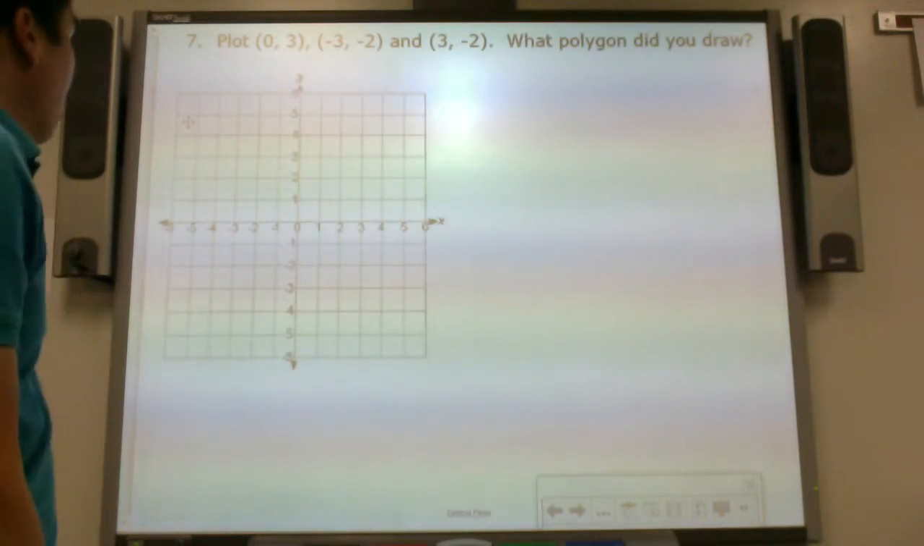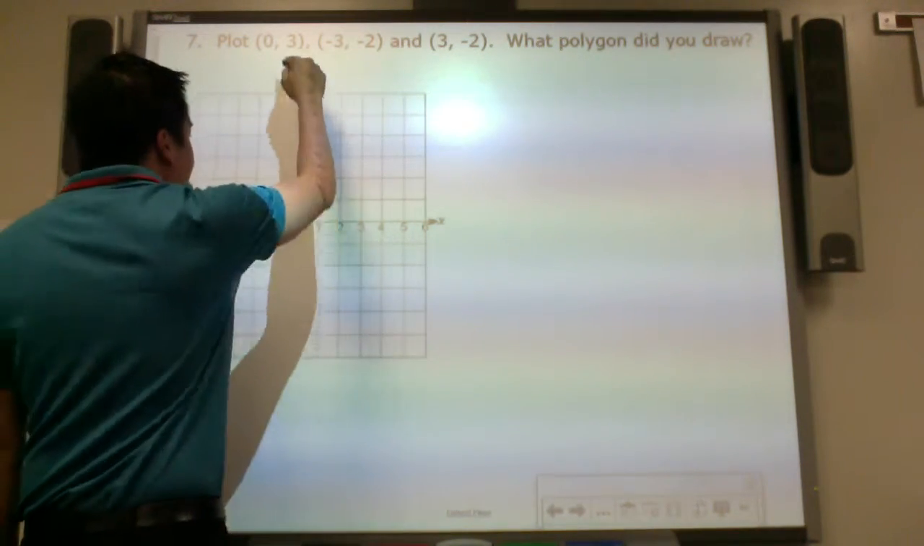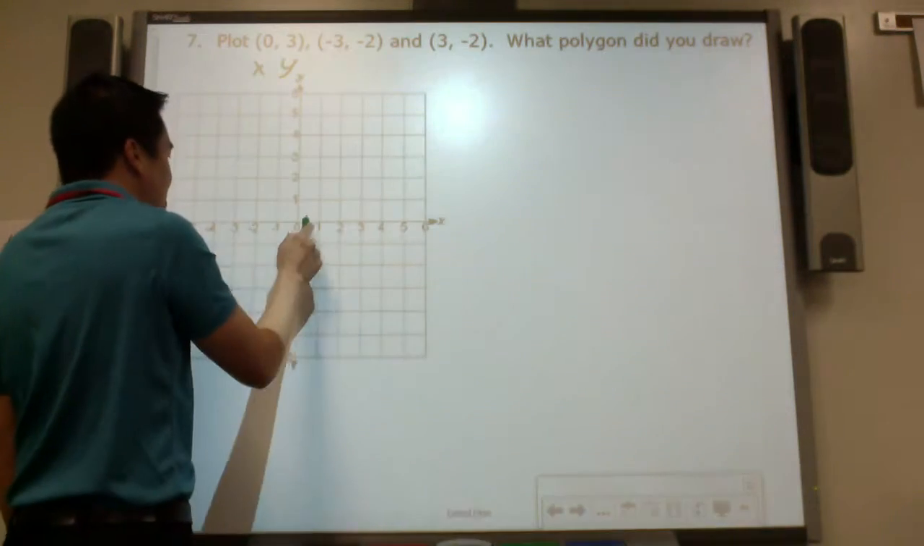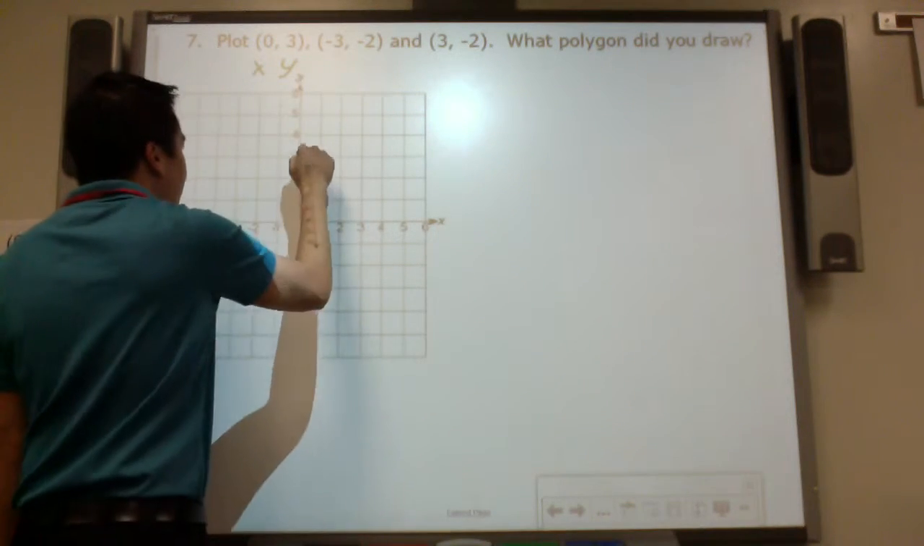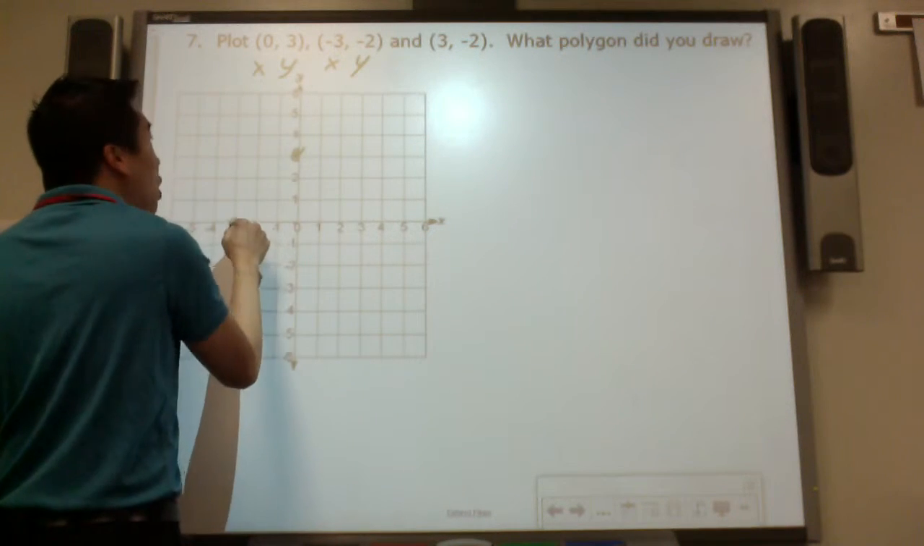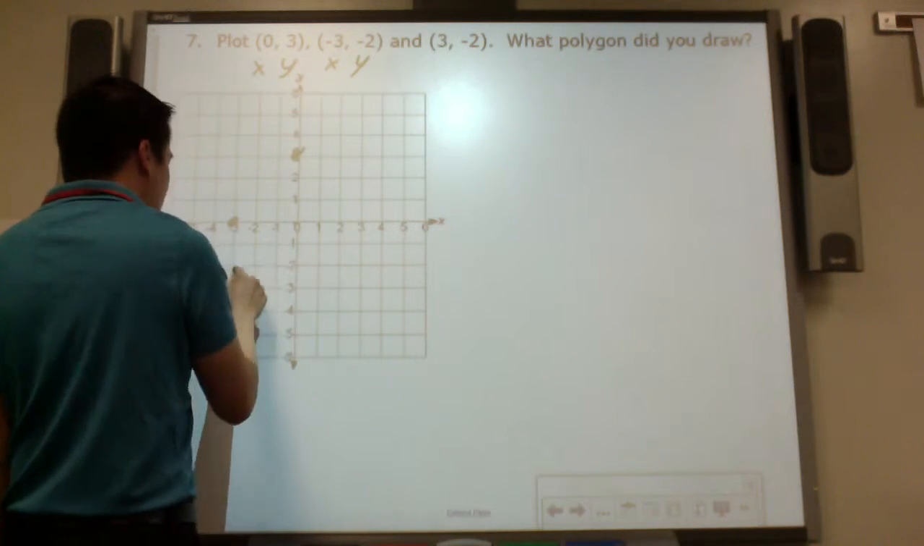Number 7, plot 0, 3. Again, x, y. The first number tells you to look at the x-axis. So 0, y is 3. X, y. X is -3. Y is -2. So it goes right here.